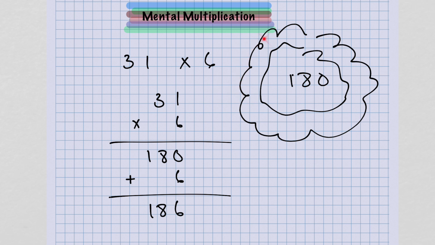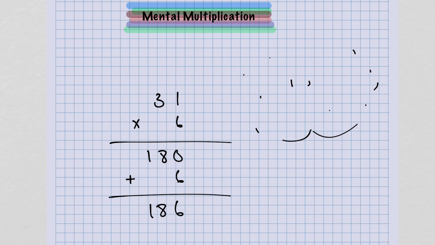Represented as this, by simply holding a number inside your mind before adding this next part to it. This is how mental arithmetic works. You have to have the ability to hold a number inside your mind. Let's show you another example here. So that was 31 times 6.